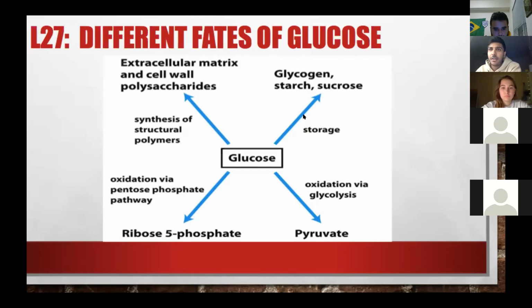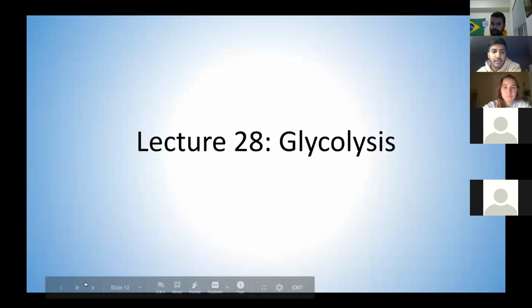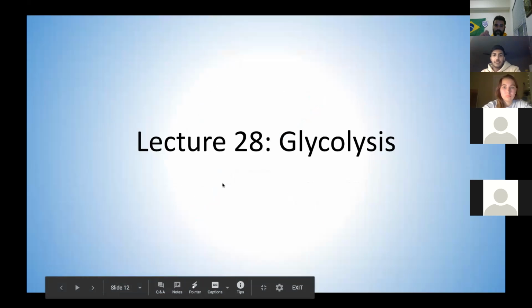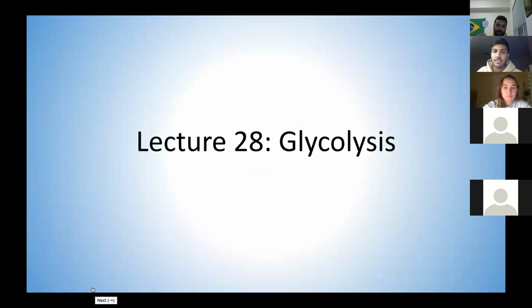If you guys remember when studying Purich's lectures on all the sugars, we had to study glycogen, starch, and all that stuff. So it can be used in terms of storage, and also in terms of making structural polymers as well. So obviously there's a bunch of different fates and different directions in which glucose can be headed. So for glycolysis, glycolysis is obviously a lot, and it's frequently tested.